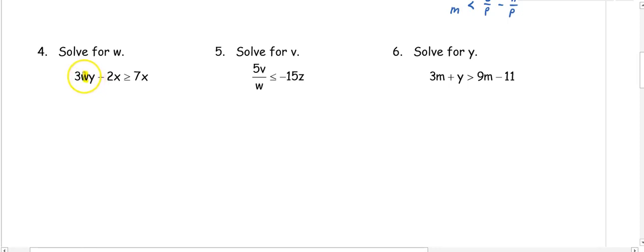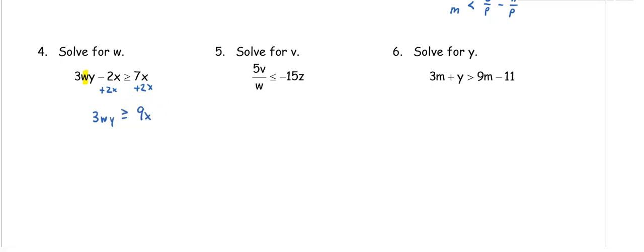In number four, we're going to solve for w. So in order to solve for w, the first thing we're going to do is move the negative 2x by adding it to both sides. Now, because 7x and 2x are like terms, those can be combined together. So we get 3wy is greater than or equal to 9x.